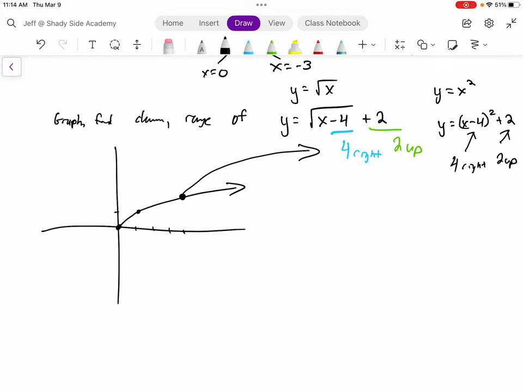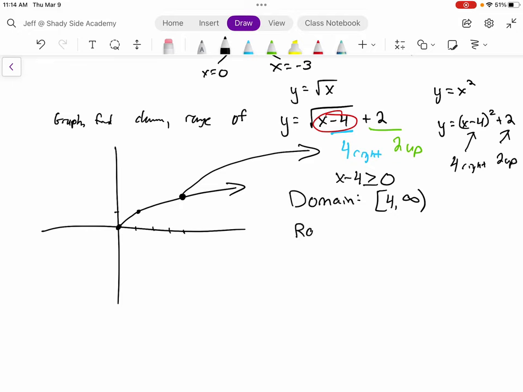Okay? If we think about the domain of this thing, okay, the domain would be everything to the right and including 4, right? So that would look like 4 up to infinity. Because if I plug in something less than 4, this thing would be negative, right? We really said, hey, x minus 4 has to be greater than or equal to 0, and then solved, right?